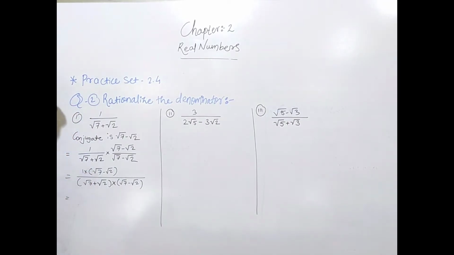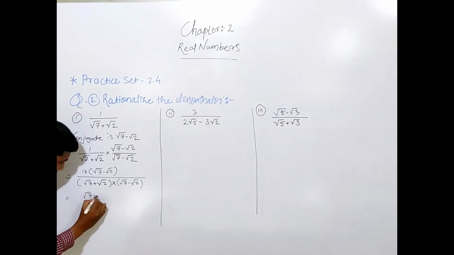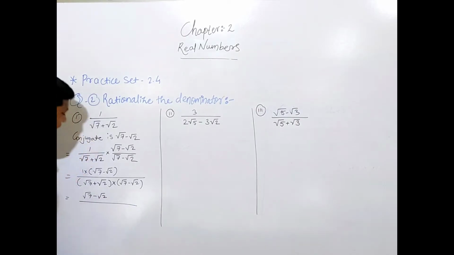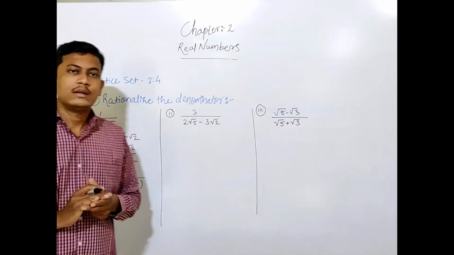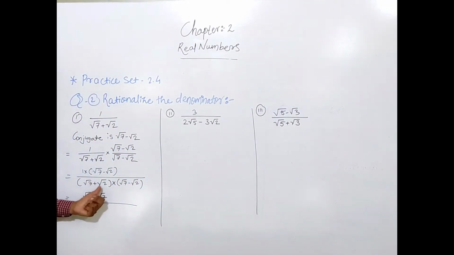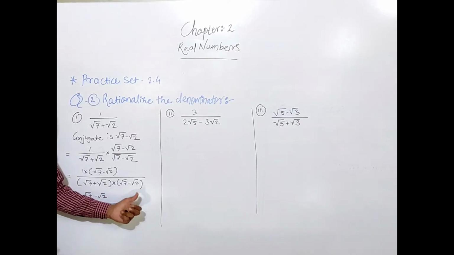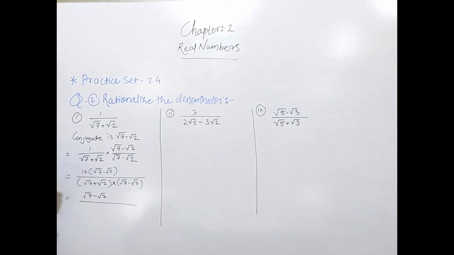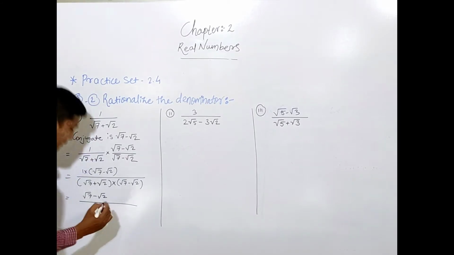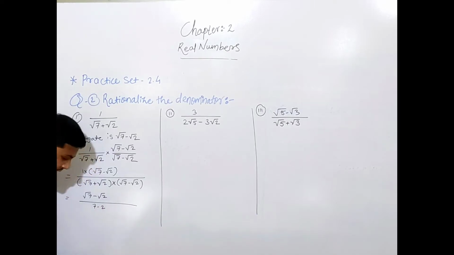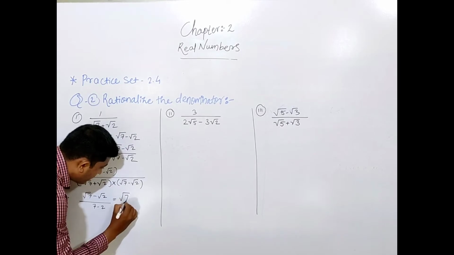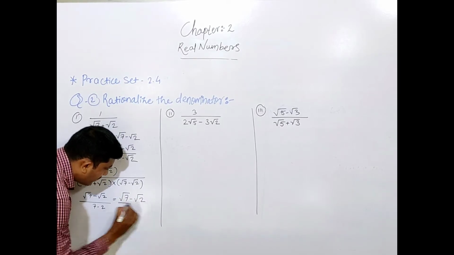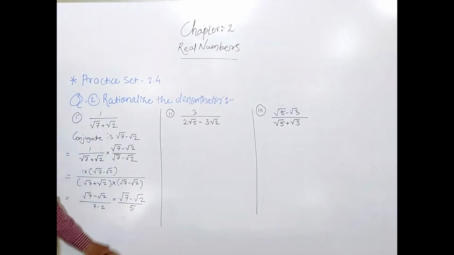So here the numerator is root of 7 minus root of 2, and the denominator is a plus b into a minus b, that is what? a square minus b square. For the same, root of 7 plus root of 2 into root of 7 minus root of 2, what do we get here? That is root of 7 square minus root of 2 square, that is equal to 7 minus 2, that is simply 5. So root of 7 minus root of 2 upon 5 is the answer after simplification.